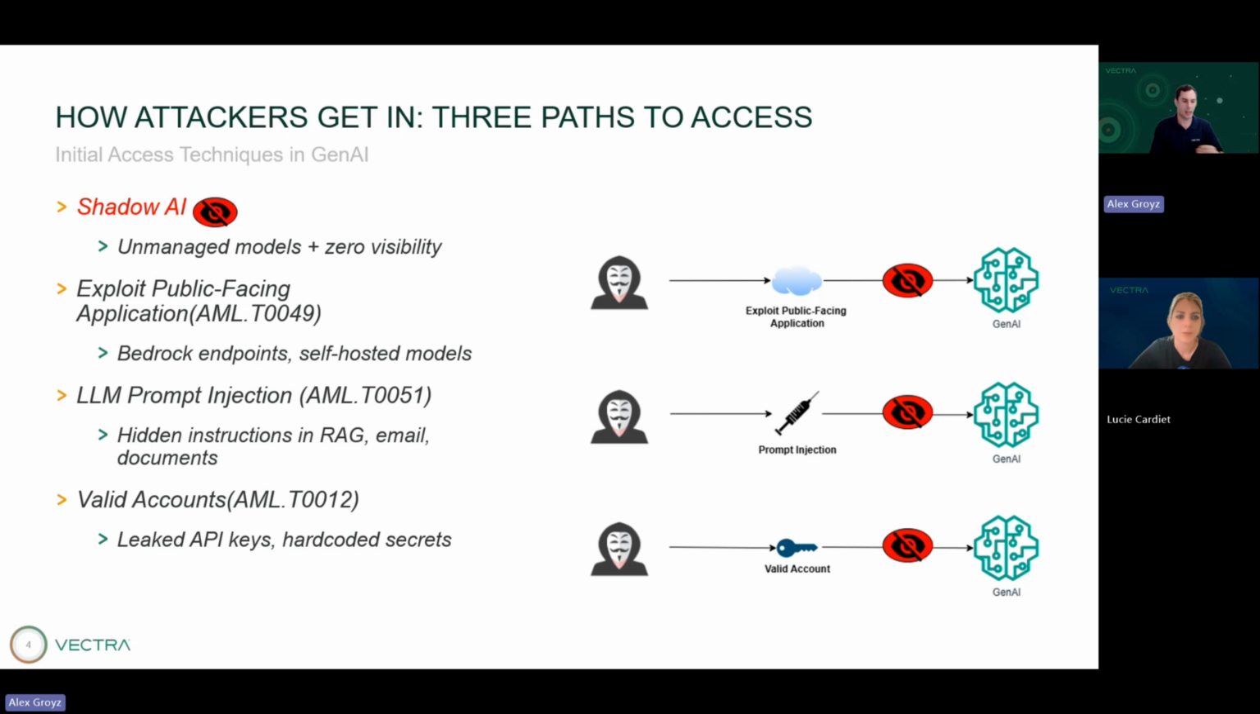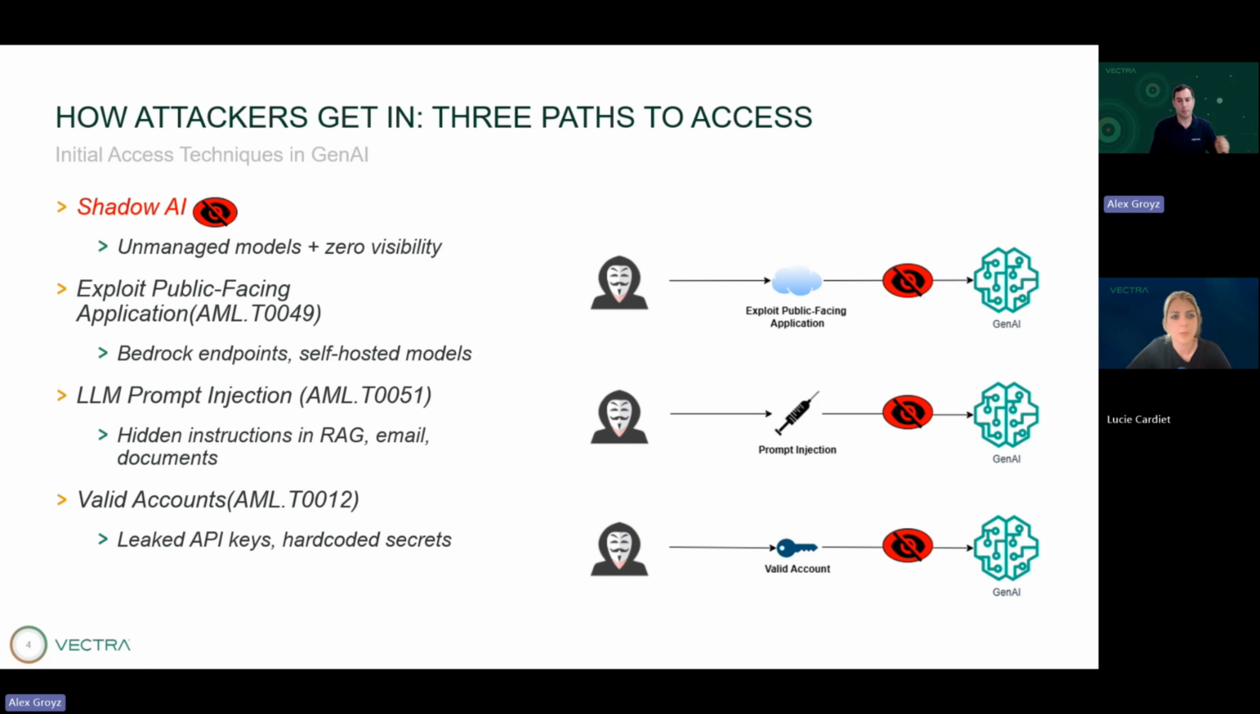And third is a classic: valid accounts. It still works, and it works well here. What I'm talking about are permanent cloud credentials, hard-coded API keys, leaked service credentials, and overly permissive IAM roles. Once an attacker gets a hold of these, they can invoke the model directly, download the model snapshot, or deploy malicious tools that completely bypass GenAI guardrails.